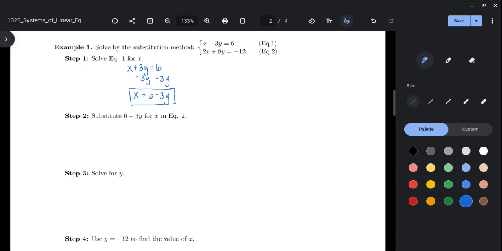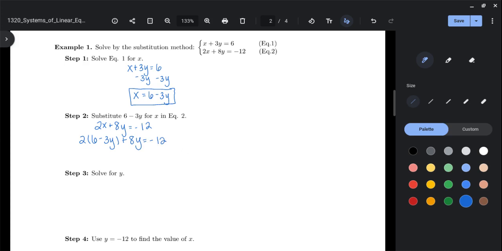So now what step 2 tells us to do is taking that equivalent expression of x, and we're going to substitute that in for x in our other equation. So in this case, in equation 2, wherever I see x, I'm going to plug in 6 minus 3y. So our equation is 2x plus 8y equals negative 12. So instead of x, I'm replacing that with our expression 6 minus 3y. So now we've successfully completed step 2.